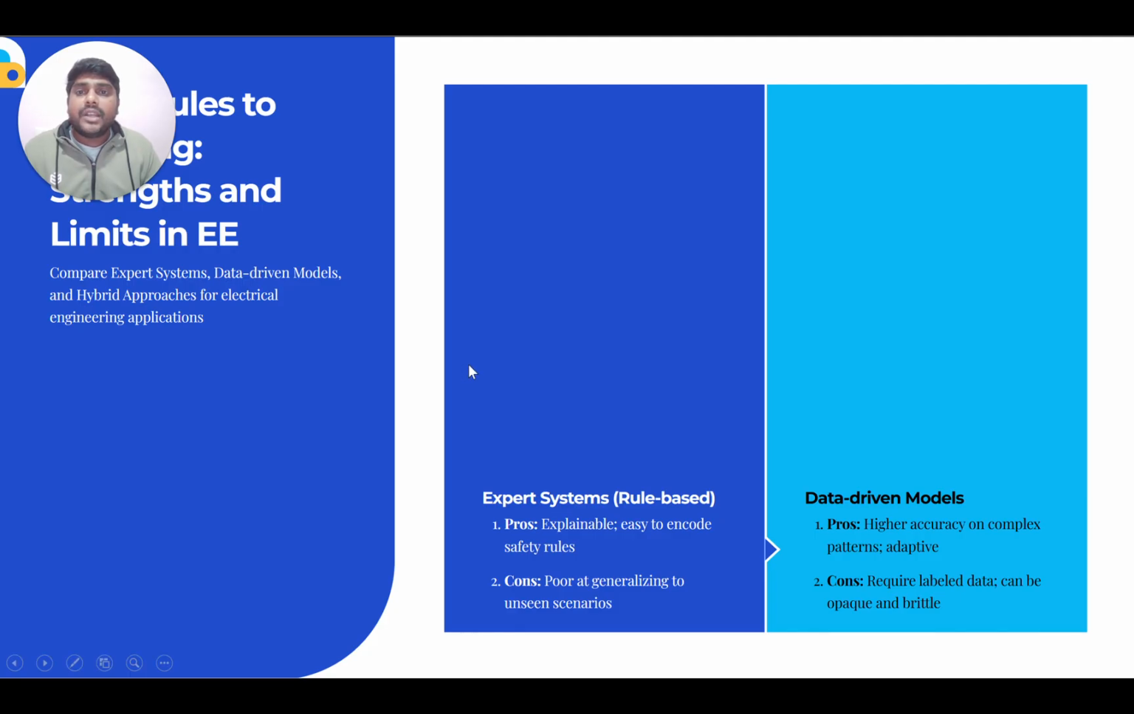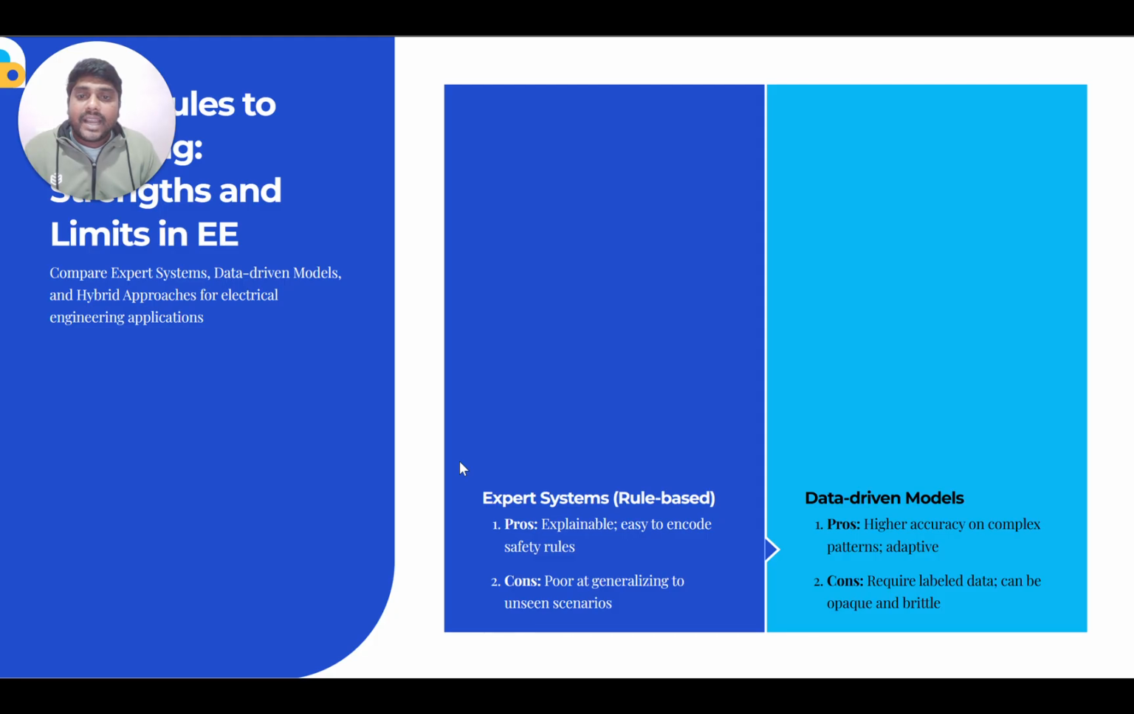Next, before diving into modern AI, it's important to understand the traditional approach, expert systems, which are rule based. The advantages include being explainable and easy to encode safety rules directly. However, their disadvantages are significant. They are poor at generalizing to unseen or unexpected scenarios, making them brittle.